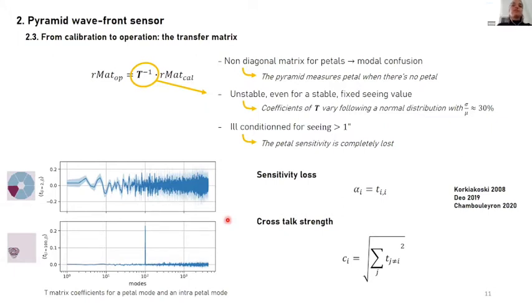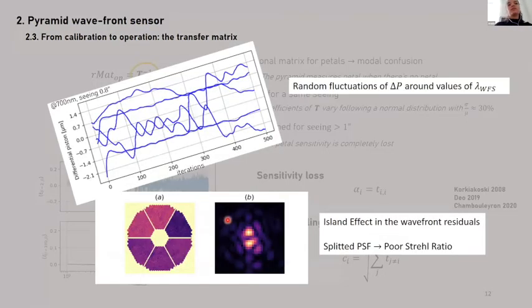Because of that, if we look at the differential piston evolution as a function of time, we see random fluctuation of delta P around values of lambda, and this is really critical if we look at the PSF, because it is split and in turn we get a very poor Strehl ratio.